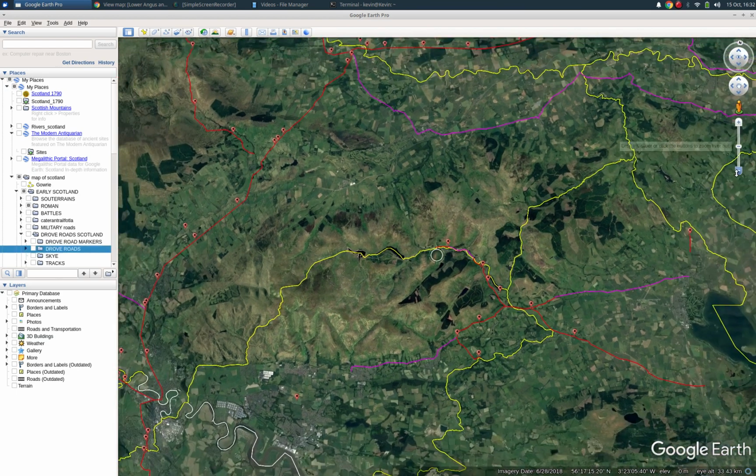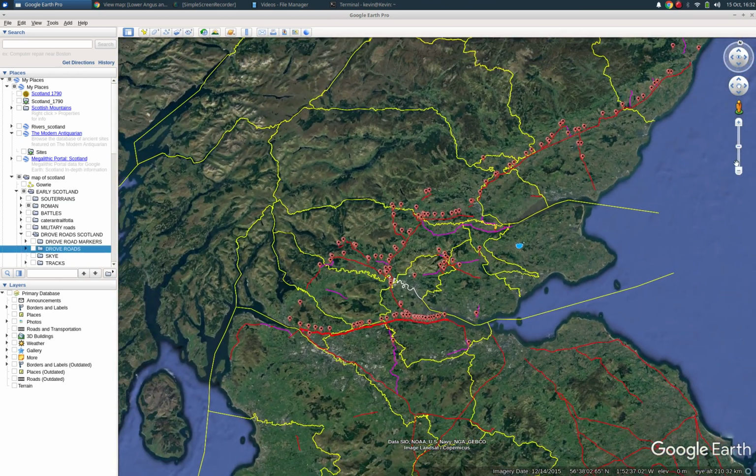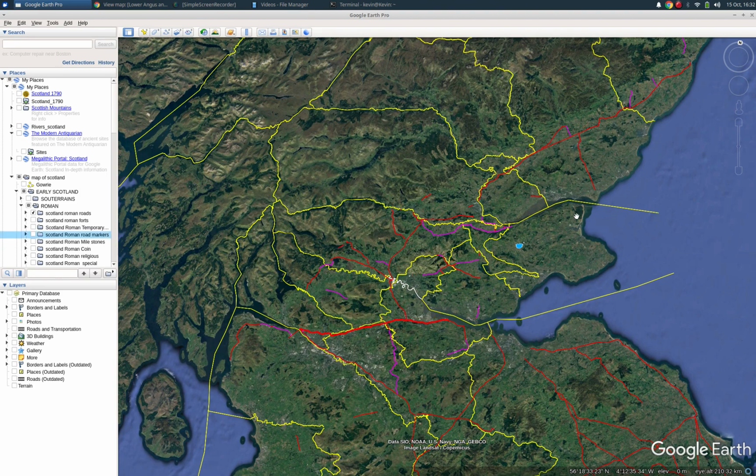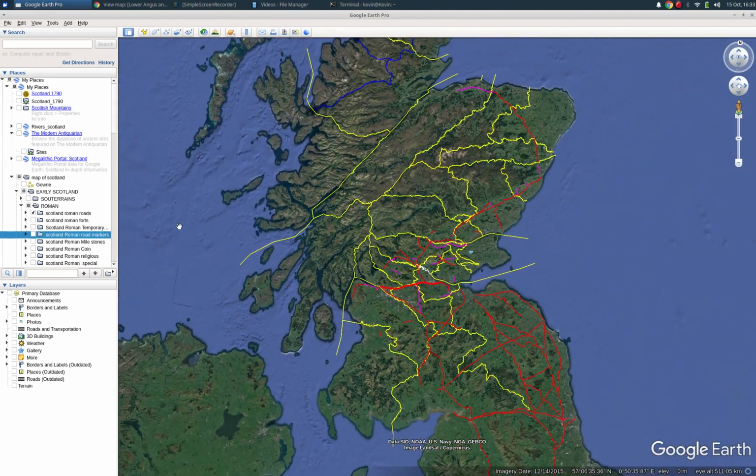Another useful thing to be able to add to the map, I shall remove the Roman road markers again just to clarify it. This is the military roads that were added by the British Army in the early 1700s. Here we go. You can see, and we know from the writings of the people who were involved in building these roads, that they recognised the Roman fortifications, they recognised the Roman roads, and they believed that they were finishing off a job that the Romans had not started.